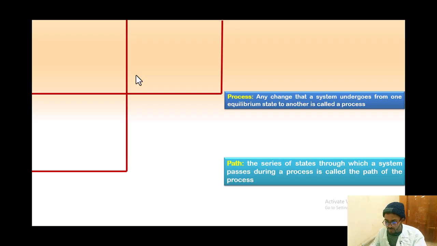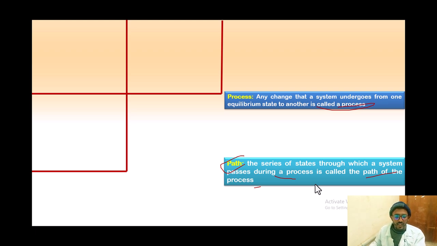So let's see some of the process. A process is any change that a system undergoes from one equilibrium state to another. Any change. Path is the series of states through which a system passes during a process. So we can say the path of the process. The process follows a simple route, so we call that route the path of the process.